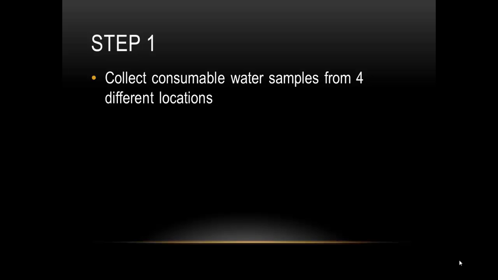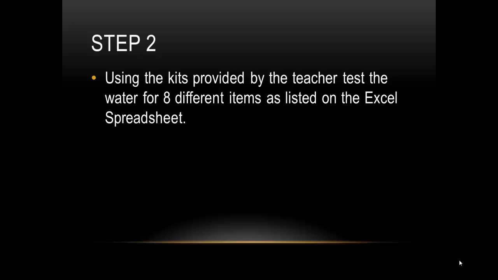So step 1, the students had to collect consumable water samples from 4 different locations. The students aren't in the same area, so one would be expected to get a bottled water. Another student would get tap water from their home or their apartment or wherever it is they live. Someone else could have gotten water from another county, like 4 water samples from 4 different locations. Using the kits that were provided by the teacher, the students actually tested for 8 different items listed on the Excel spreadsheet.